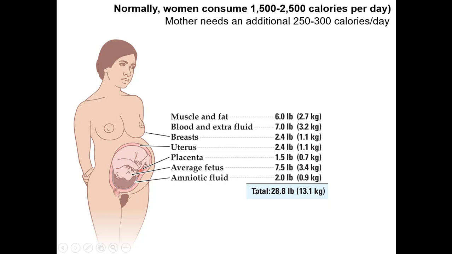So this shows the distribution of weight gain. About 6 pounds of muscle and fat, about 7 pounds of blood and extra fluid. Breast size increases, uterus increases, placenta is about 1.5 pounds. The average fetus is about 7 to 8 pounds, right around 7.5 pounds. Amniotic fluid about 2 pounds. So on average, women should gain about 28 to 30 pounds during a healthy pregnancy.